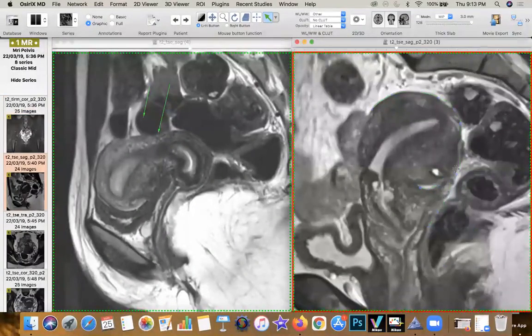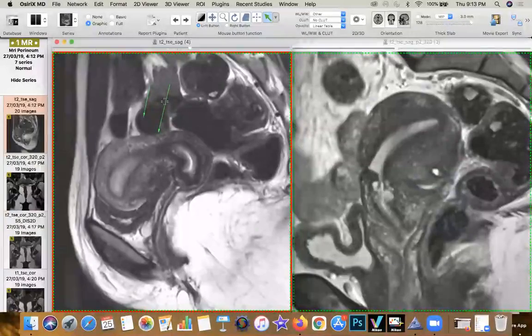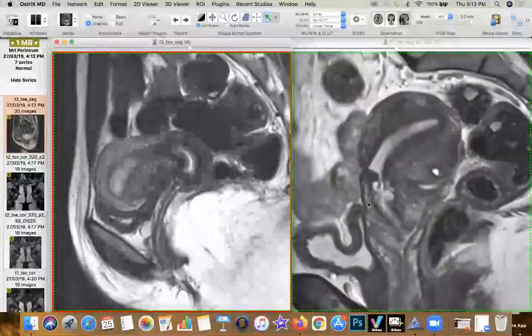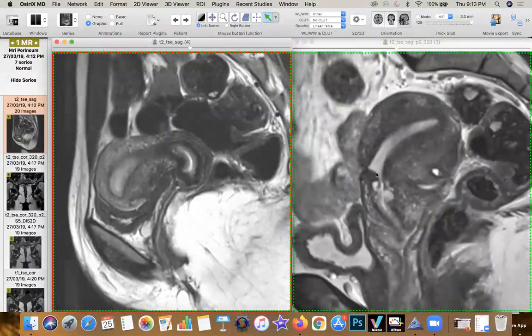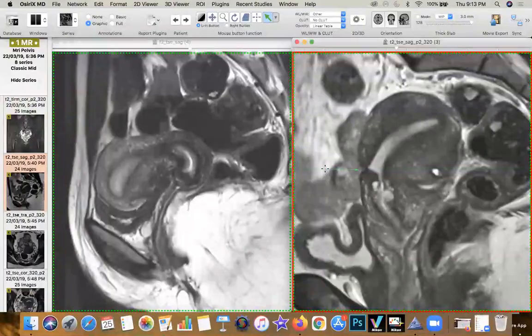This is an abnormal case. This is an abnormality. So you can appreciate the differences, what's happening in both the cases. That's a normal corpus. Here you can see there's something abnormal going on at this point in time. Now, don't worry too much about this. This is a classic C-section scar.